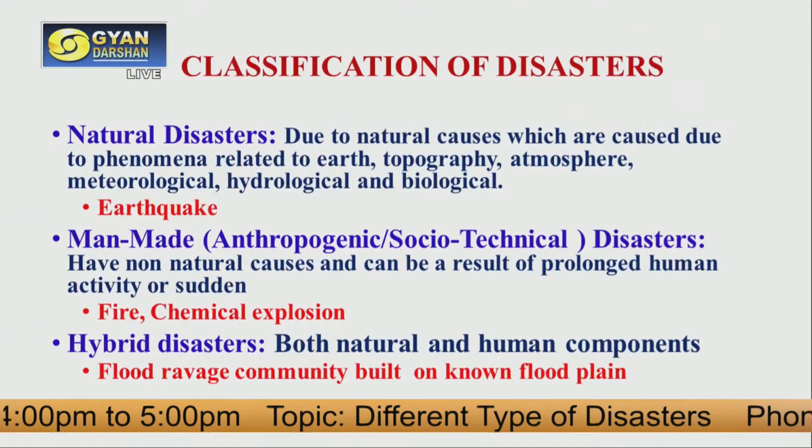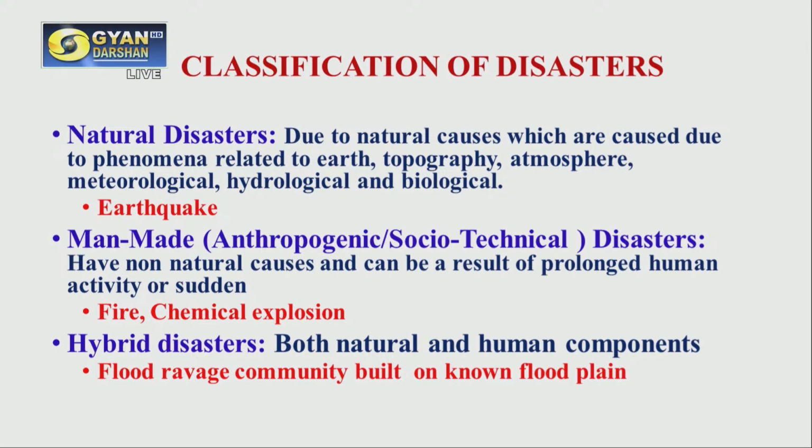Then the third type is the interaction of the first two, that is, natural disasters and man-made disasters. Here both nature and human beings play their role. Because of this interaction of the two, these types of disasters occur. The name is given because of this hybrid, because here two different things are playing their role. So their name is hybrid disasters.